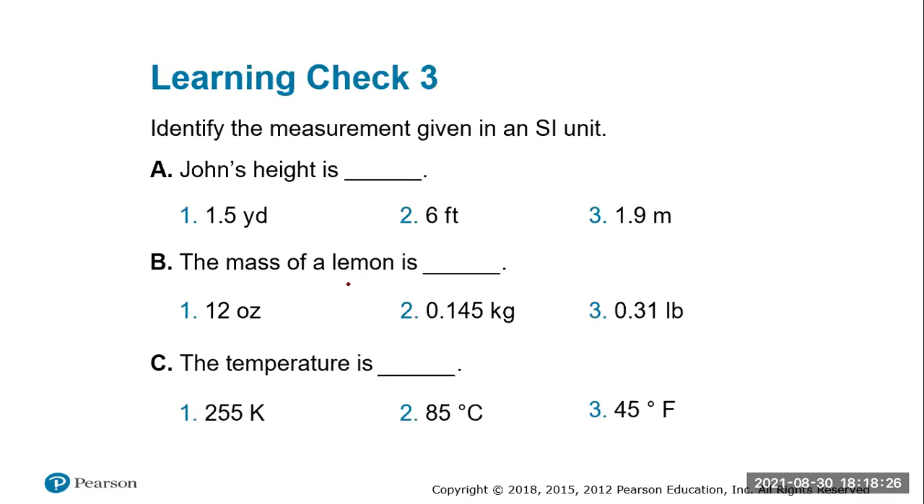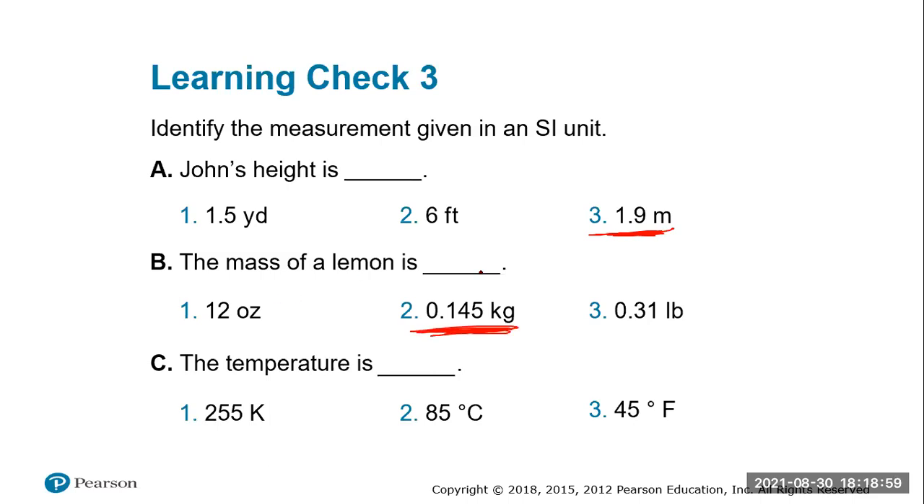So if we look at each of these, we want to identify the measurement given is a SI unit. John's height is yard, feet, or meters. So again, as we just talked about, the SI unit for height, which would be like a length measurement, should do something with meters here. That would make sense. The mass of a lemon, again, mass would be kilograms.